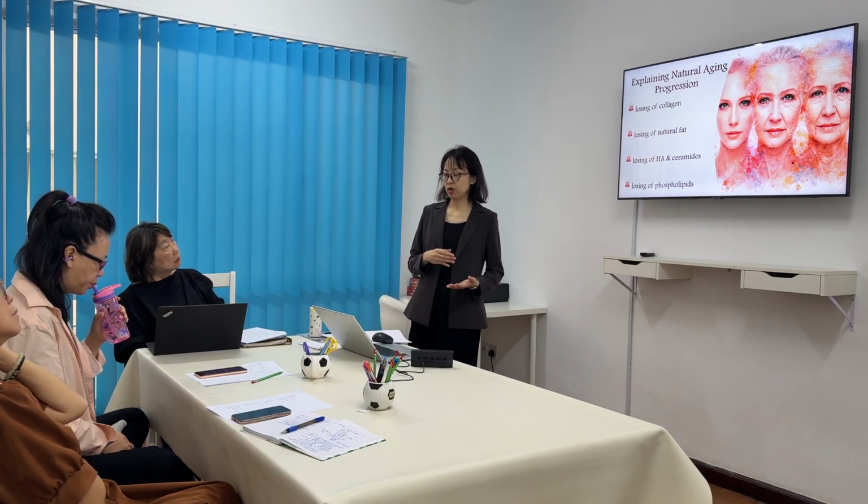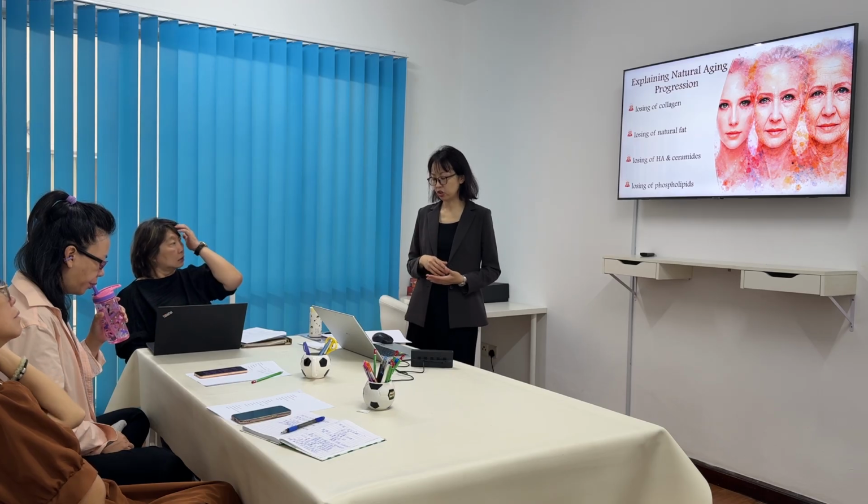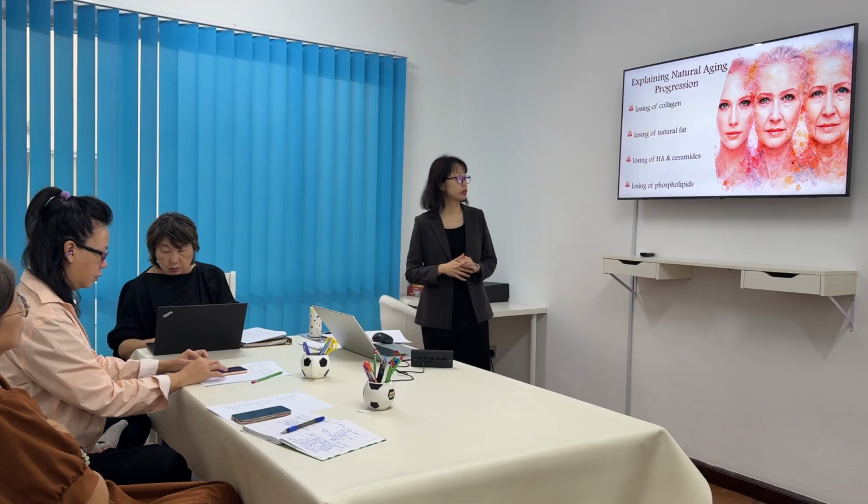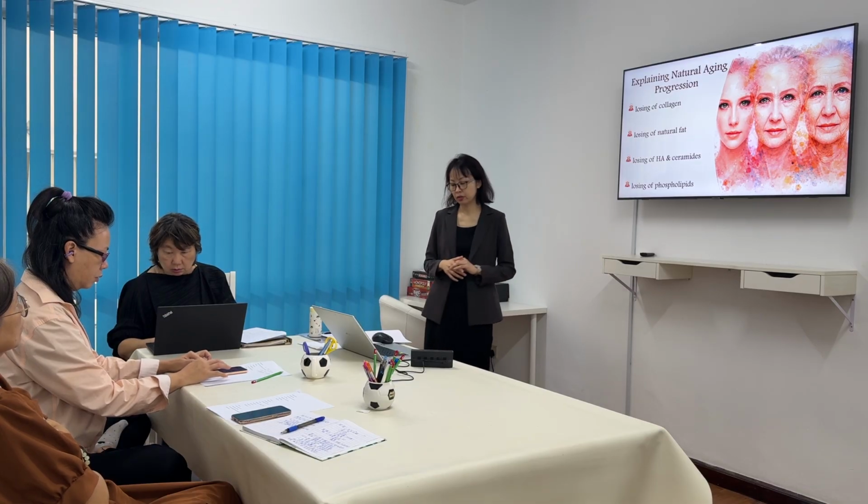We start to lose important elements in the skin that keep us looking young. Skin aging is driven by intrinsic factors, genetics or time, and extrinsic factors, environment or lifestyle. Intrinsic aging sets the baseline, but visible aging happens faster when the key skin components decline. Natural aging progression involves four major losses: collagen, dead layer fat and skin lipids, thirdly hyaluronic acid and ceramides, and lastly the loss of phospholipids.